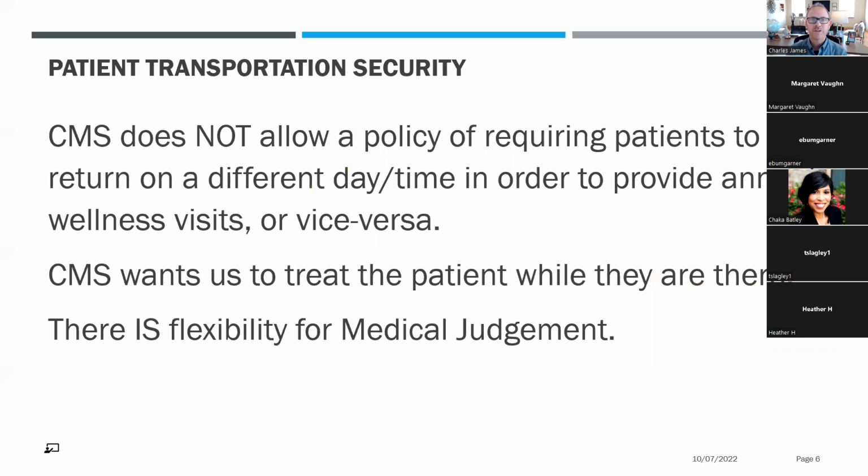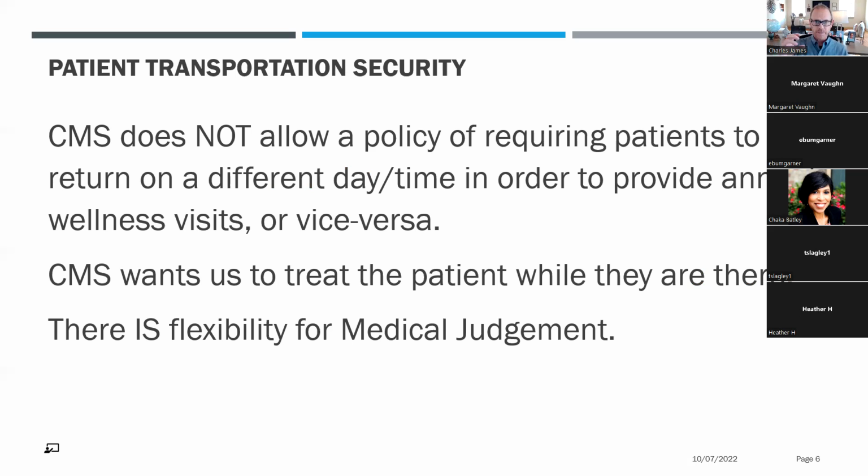A huge misconception I frequently come across. We cannot send patients away, particularly on the basis of we only get one encounter payment out of this, so you patient have to come back so I can do an annual wellness visit on you. Or I'm going to do your annual wellness visit on you and then come back for your sick visit. I think that would be worse.